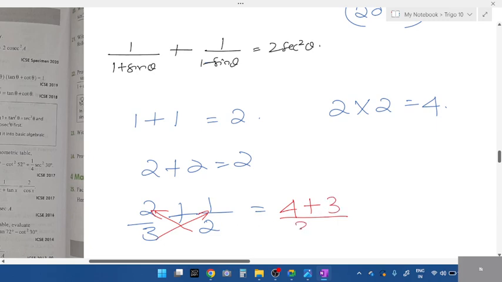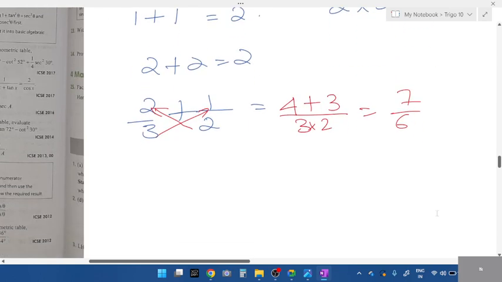If I want to write together, does it mean 3 into 2? Is it correct? It is 3 into 2, right? What is 3 into 2? 6. This is the concept we apply.